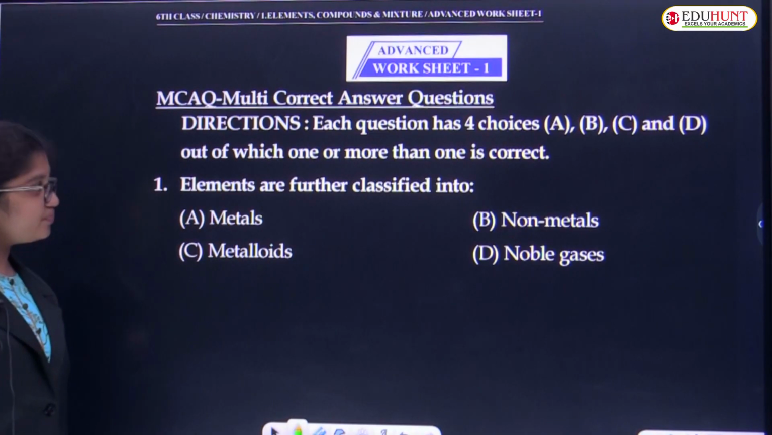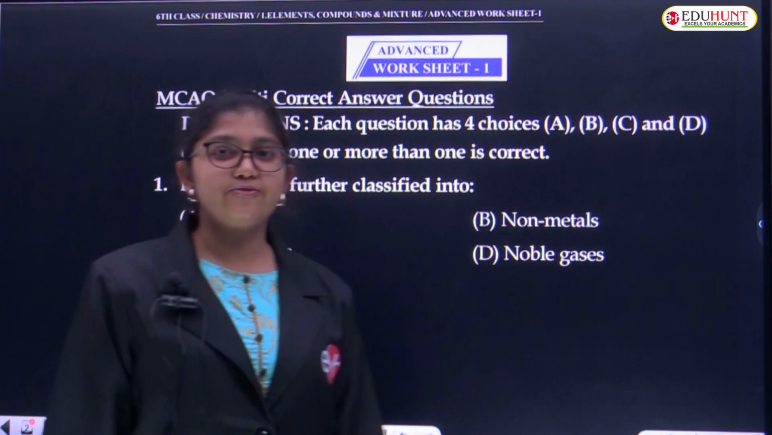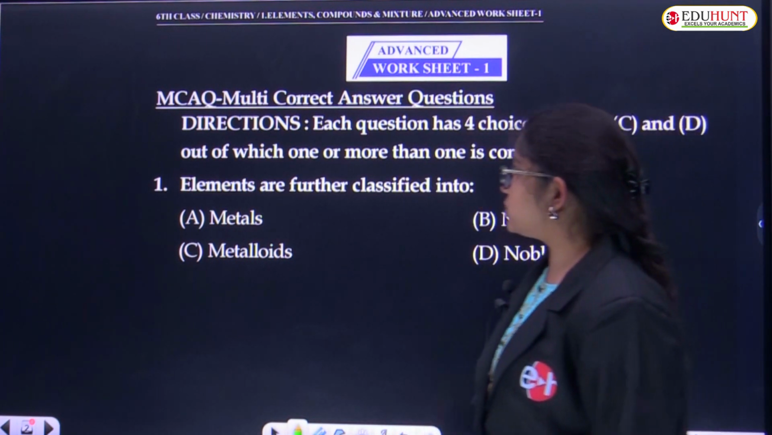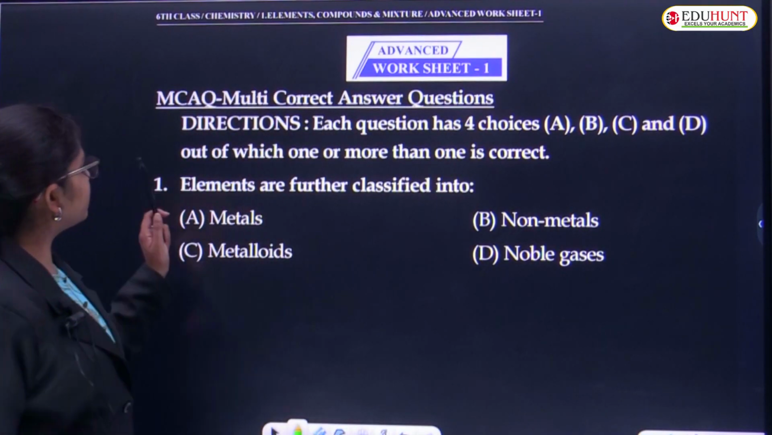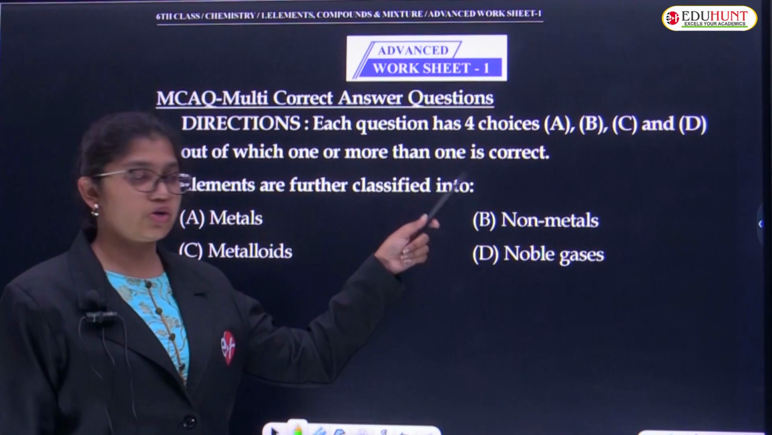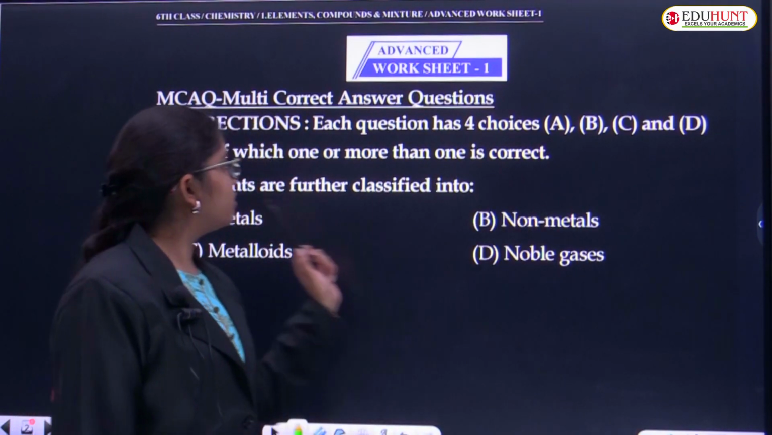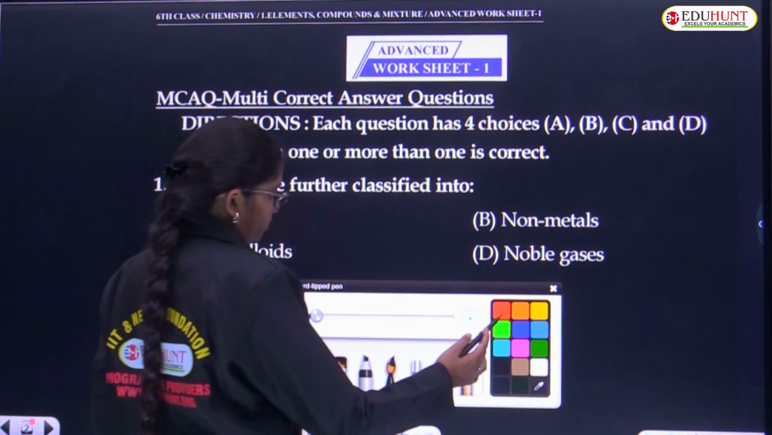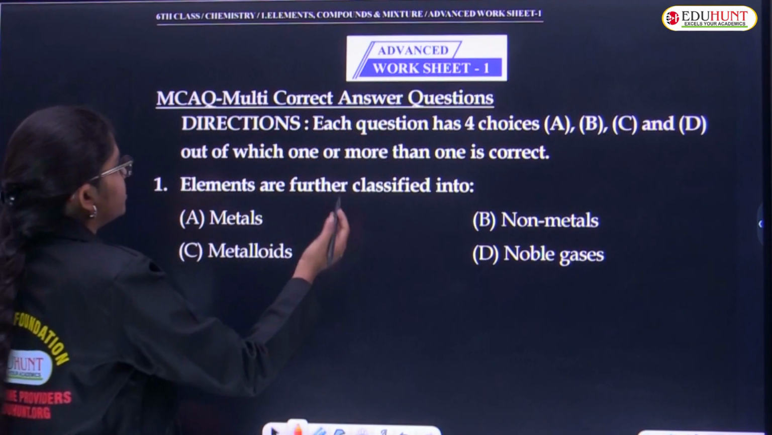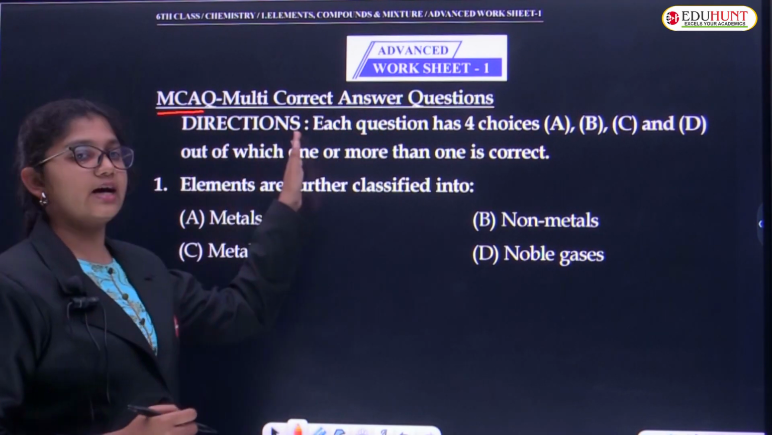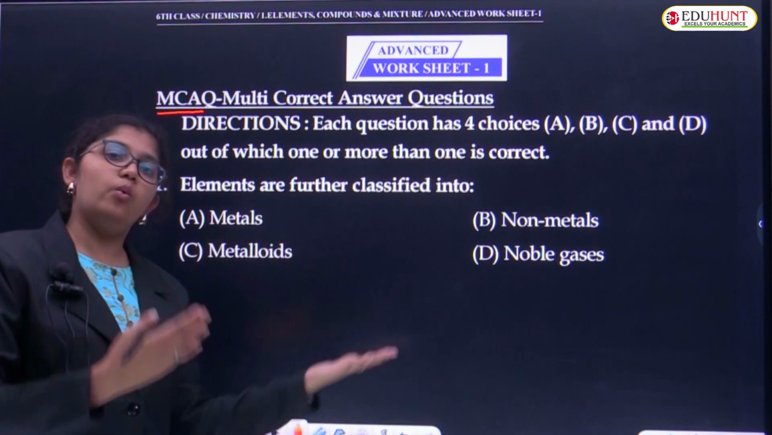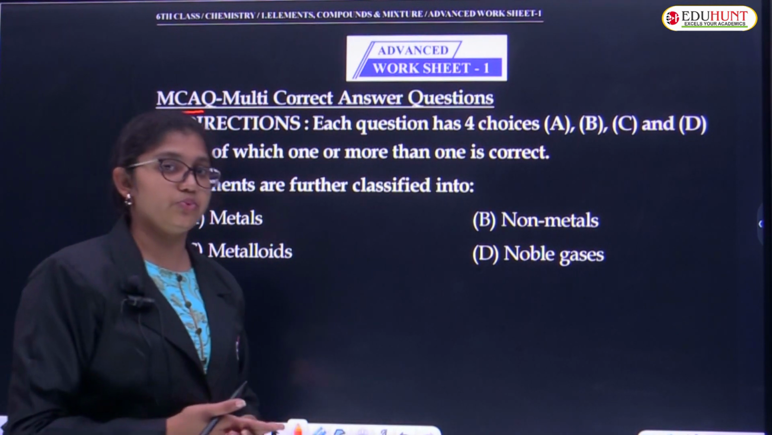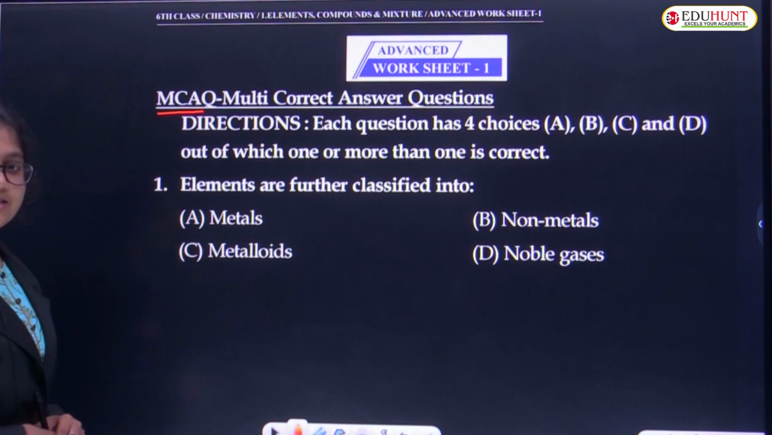So today we are going to do all the advanced worksheet bits from the chapter elements, compounds and mixtures, okay? The very first bit, here we go. The instructions given are directions. Each question has 4 choices, A, B, C, D, out of which one or more than one is correct, okay? So it is a multi-correct option type. What is that, children? It is a multi-correct option type. MCQ in the sense, multi-correct answer questions, okay? It may have one or more than one answer. It may be 1, 2, 3 or sometimes maybe all of the options may be true, okay? So let's go and do all the bits, okay?